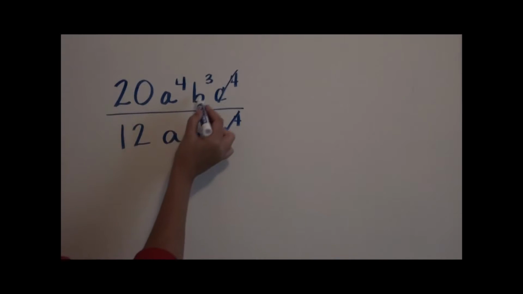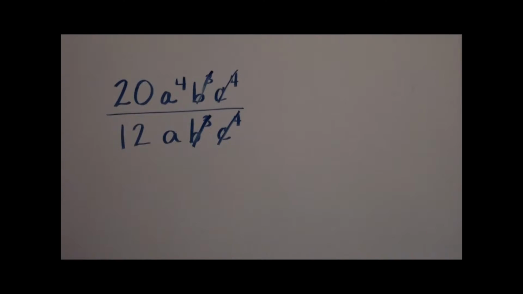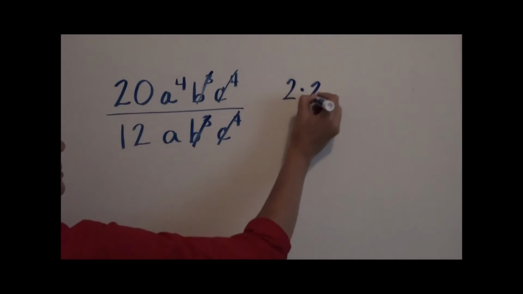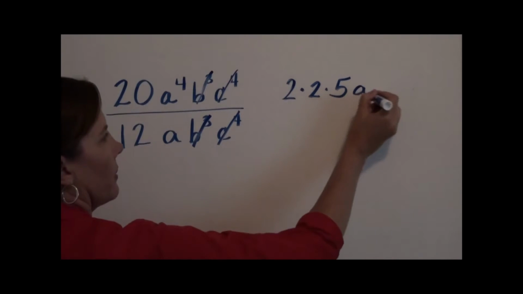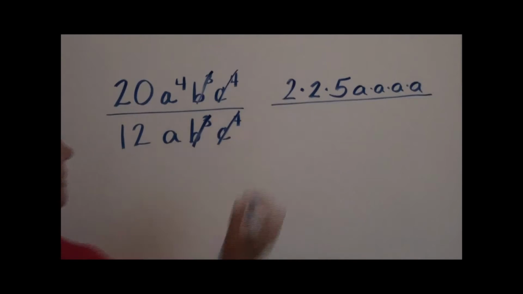I also have b to the 3rd power divided by b to the 3rd power. Again, exactly the same, so they give me 1. It's division. The fraction bar always represents division. Now I look at what I have left and I say, okay, I have 20. I can write 20 as 2 times 2 times 5, because that's 4 times 5, and 4 is equal to 2 times 2. A to the 4th, I'm going to write as a times a times a times a, because that's what the 4th power means.